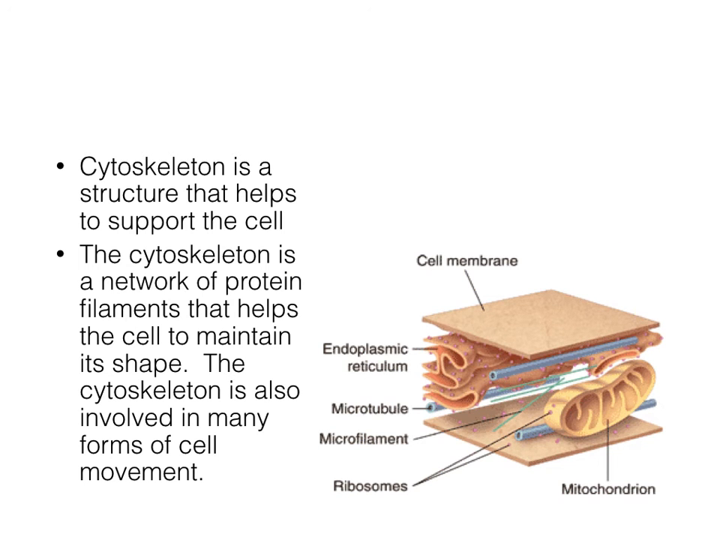The cytoskeleton is a structure that helps to support the cell, and the cytoskeleton is a network of protein filaments that helps to maintain its shape. The cytoskeleton is also involved in many forms of cell movement. So what we're going to do now is we're going to talk about the parts of the cytoskeleton, right? The two types of elements.